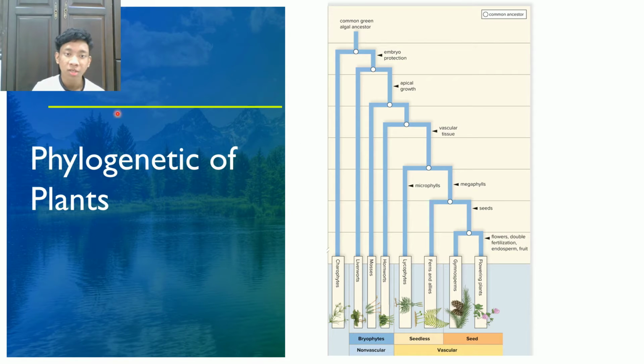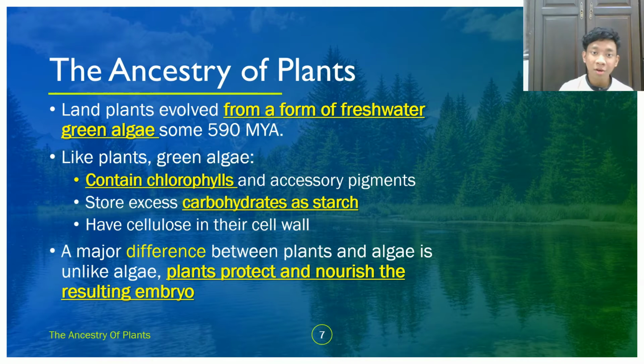Here is the phylogeny of plants. We can see that the common green algae ancestor evolved and developed structures that help them adapt to life on land. First, they developed embryo protection, then apical growth, then vascular tissue. After that, they started to have microphylls or megaphylls, leaves, and seeds, and the last one, they developed flowers.